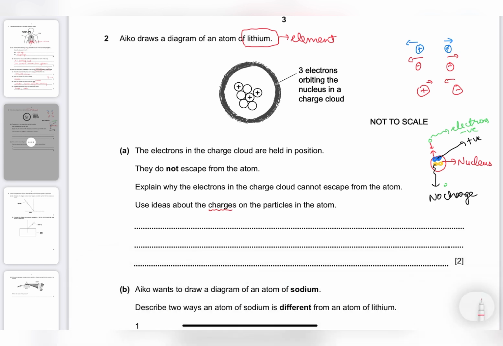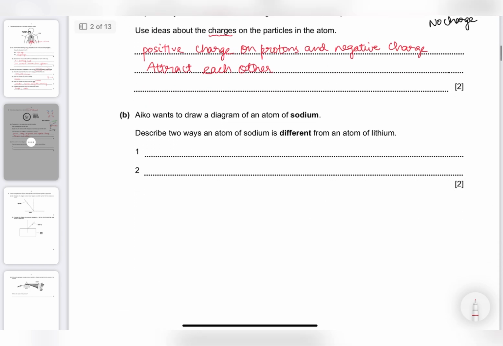All right. So what we will write down in the answer? Write with me: positive charge on protons. This is the main reason why electrons are not escaping, right? We can write down negative charge, attract each other. Let us move on to the next question now.